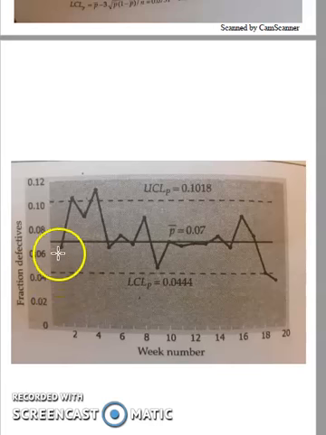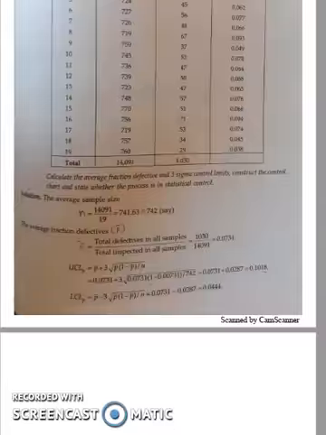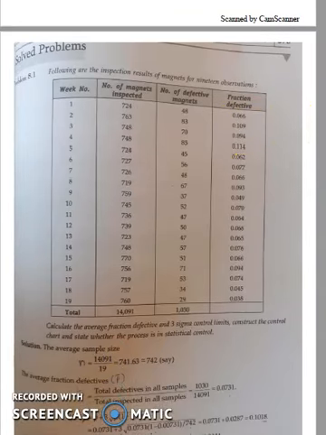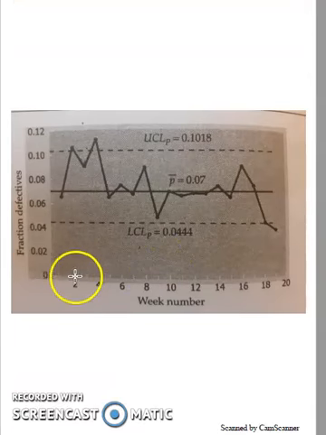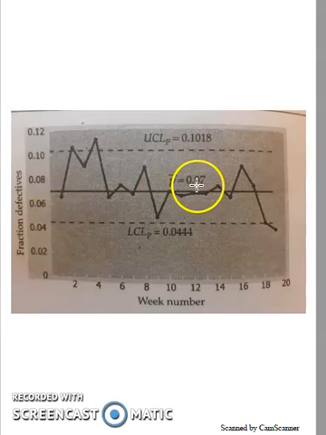After that, for the first week the value is 0.066. You will say that for the first week it will be 0.066. It should be less than 0.07. In this way you have to mark the points 1, 2, 3 for each week. You have to mark vertically, and after that you have to join these points by a line, and you will get the p-bar chart for this problem.